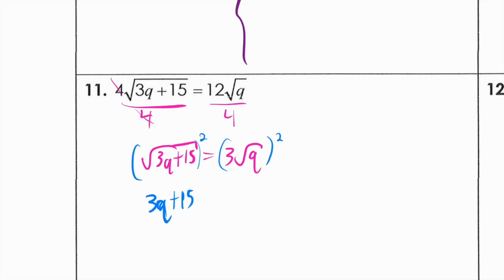On the right-hand side, it might be helpful for some of us to actually see this written out, that it's 3 times the square root of q times 3 times the square root of q. That we end up getting 3 times 3 is 9. Square root of q times square root of q is just q. And so we end up getting just 9q from this.